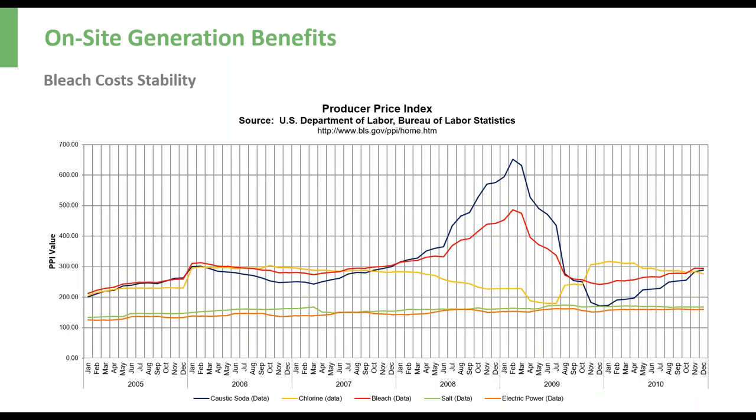So when you're talking about bleach stability, I haven't been tracking this data since 2010, but you can get a good indication of what we're doing here. If you look at these graphs, this is actual data from the PPI from the US government from 2005 to 2010. A few things we have: the dark blue right here is caustic.